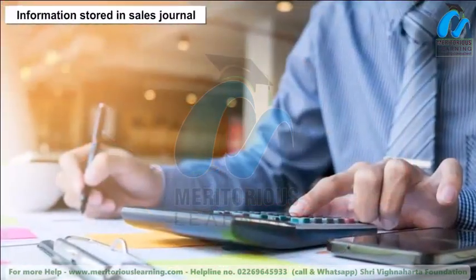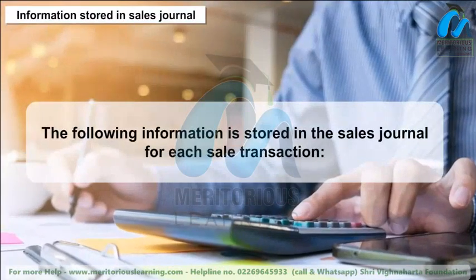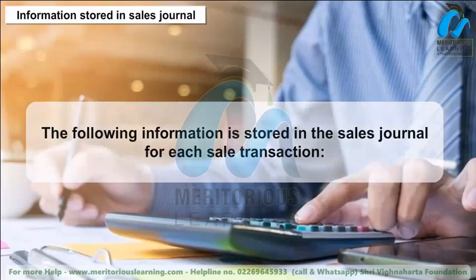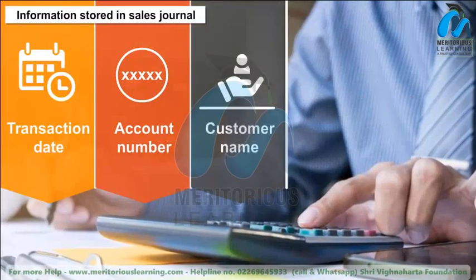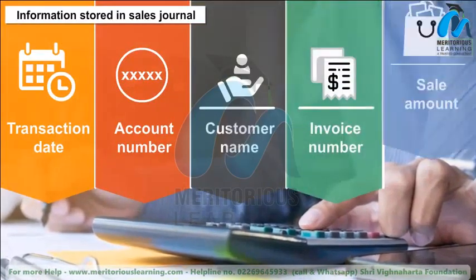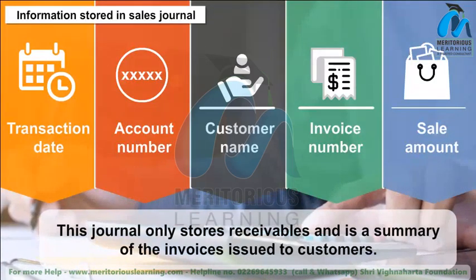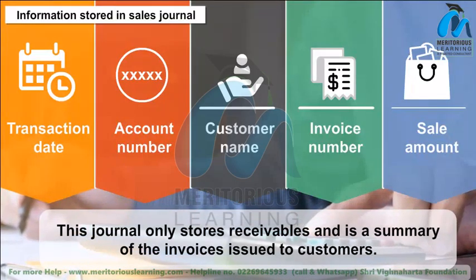Information stored in the sales journal. The following information is stored in the sales journal for each sale transaction: transaction date, account number, customer name, invoice number, sale amount. This journal only stores receivables and is a summary of the invoices issued to customers.